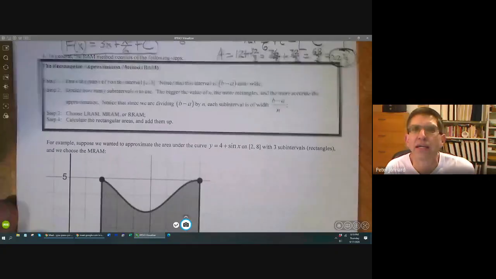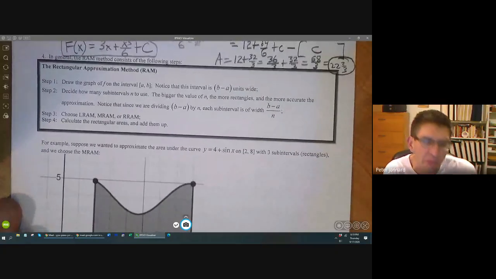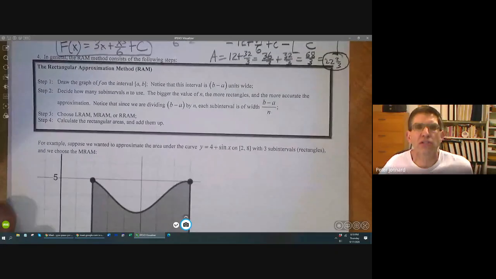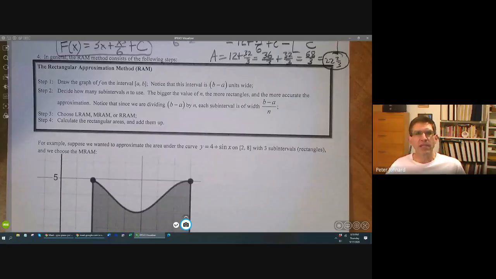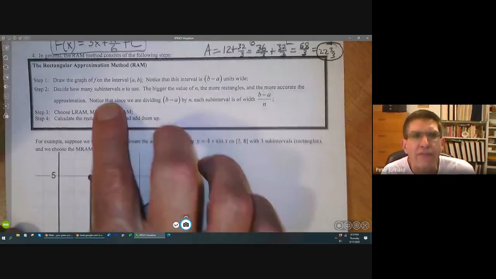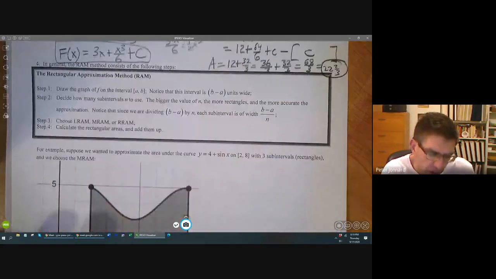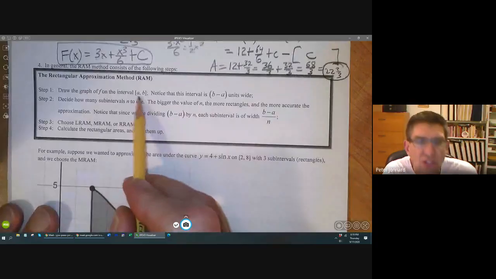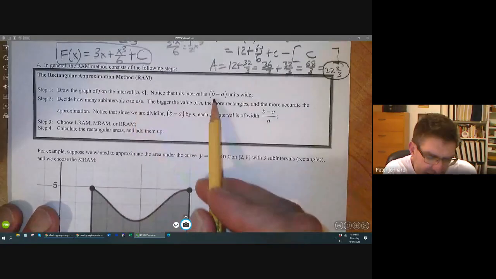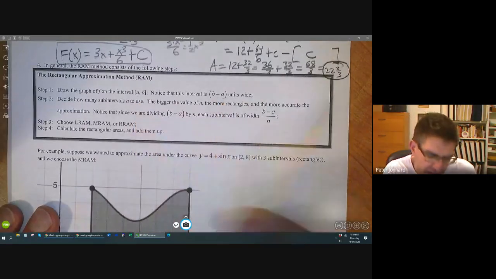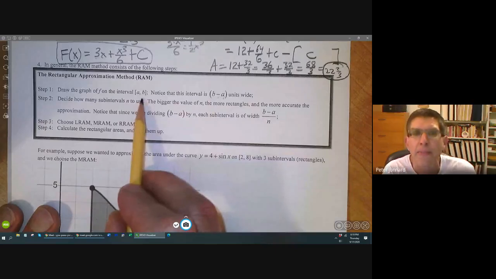We're back here in the rectangular approximation method, where you use a series of rectangles to approximate the area under a curve. So the general procedure is to draw the graph of the function on a closed interval from A to B. And notice if it goes from 2 to 7, that it would be 7 minus 2 units wide. This just refers to how wide it is.